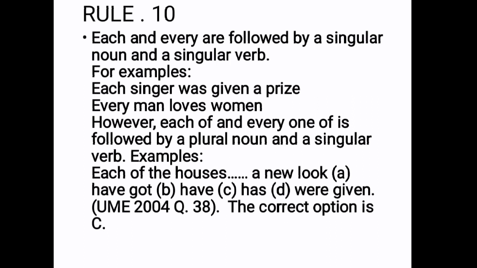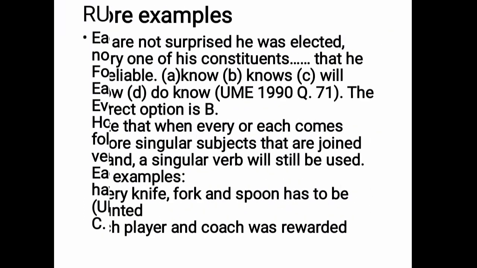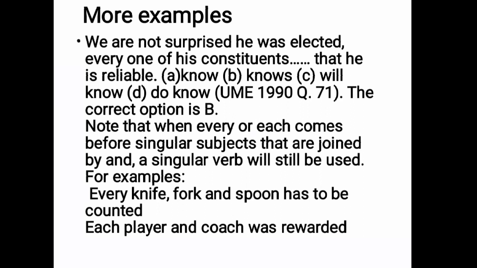However, each of and every one of are followed by a plural noun and a singular verb. Example: each of the houses ___ a new look. The answer is C. Each of the houses has a new look. Because of that, each shows that it actually goes with a singular verb.